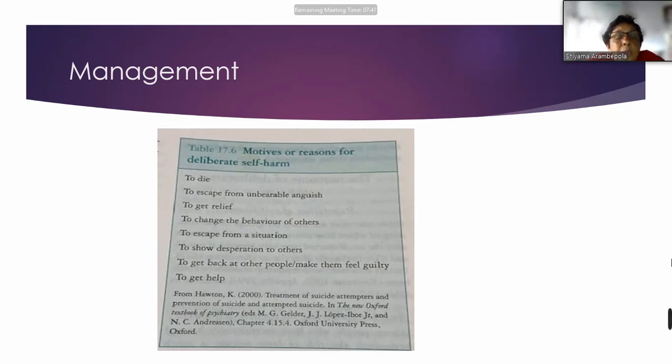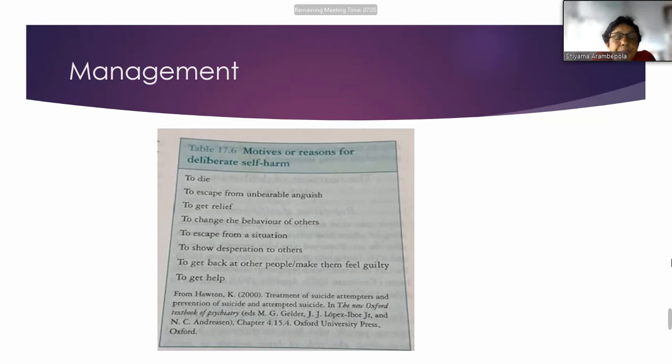So one thing, the motive may be to die, right? They want to die. They have a serious suicidal intent and they want to die, right? Then sometimes they do deliberate self-harm to escape from unbearable anguish, right? Where there are a lot of issues, they want to escape from the issue, so they attempt suicide, to sleep for some time. There is no way they can get away from the situation, so they just attempt and they want to sleep. They didn't have the idea to die, but they want to get rid of this unbearable distress, right?